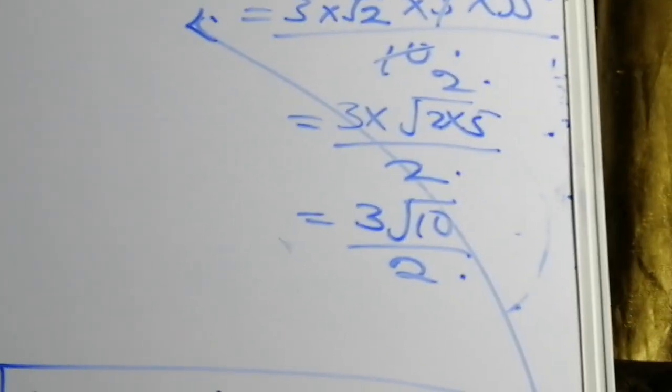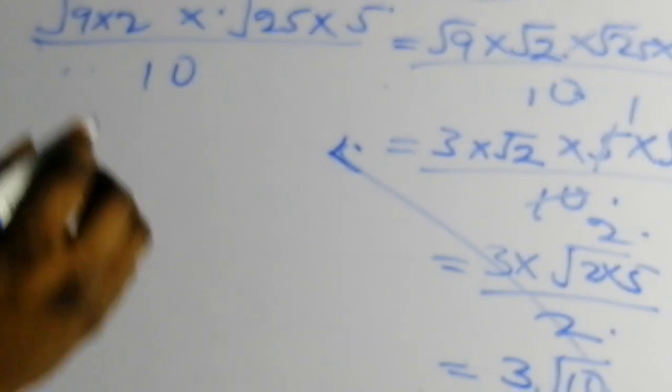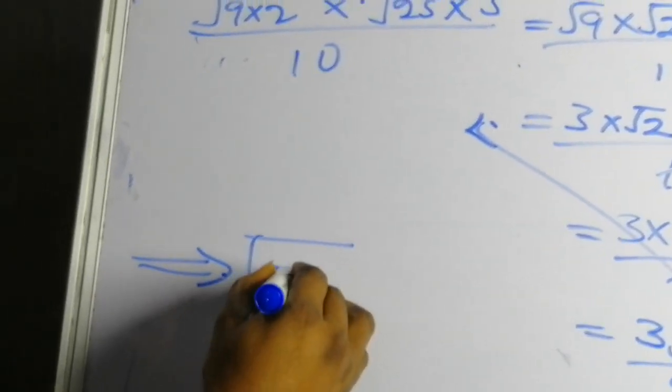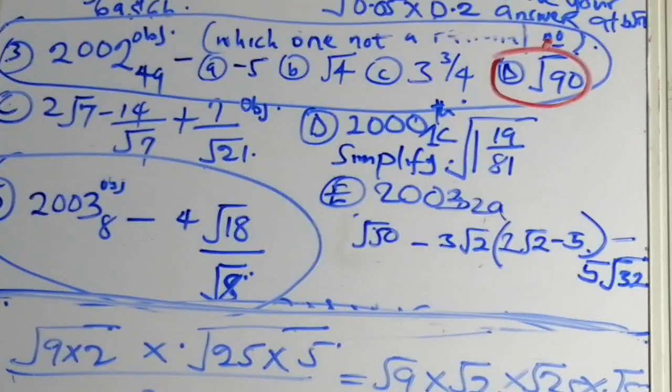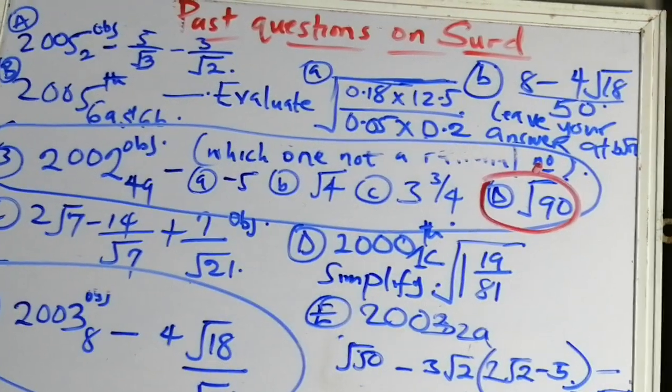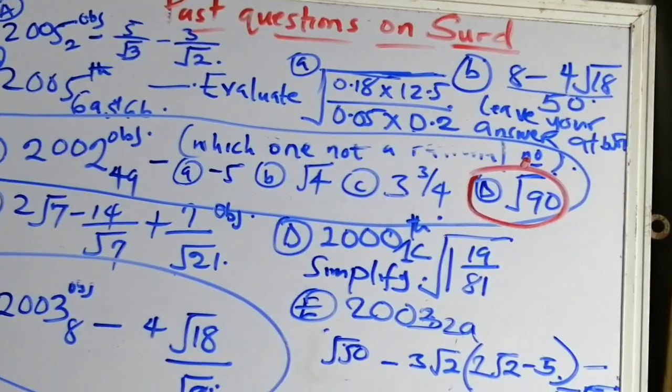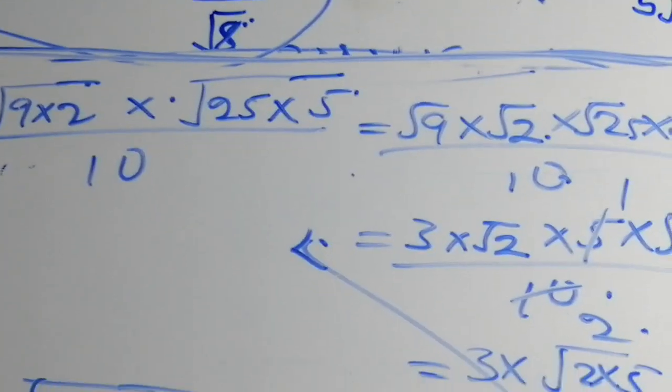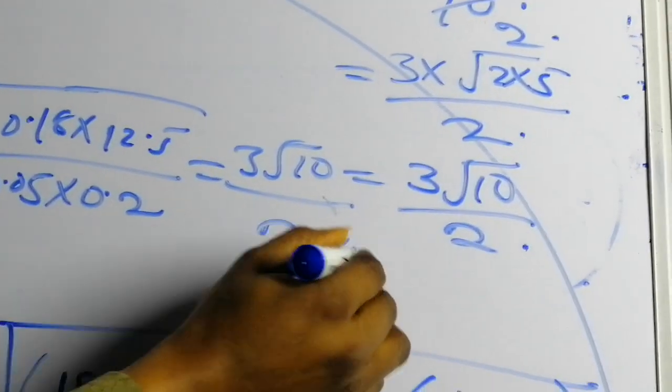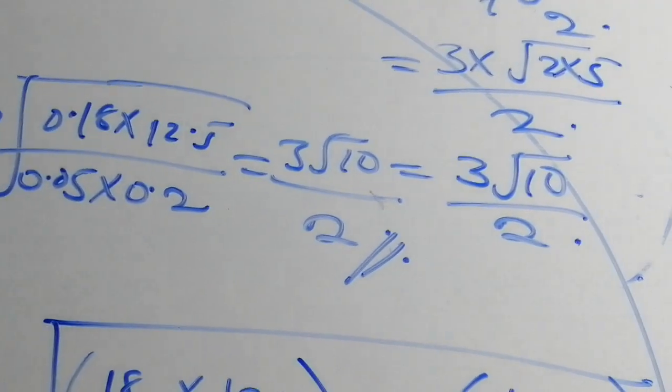So which implies you can now write, please always write a conclusion. It implies that you write the question again: root of 0.18 times 12.5 over 0.05 times 0.2 equals 3 root 10 over 2. It's as simple as that.